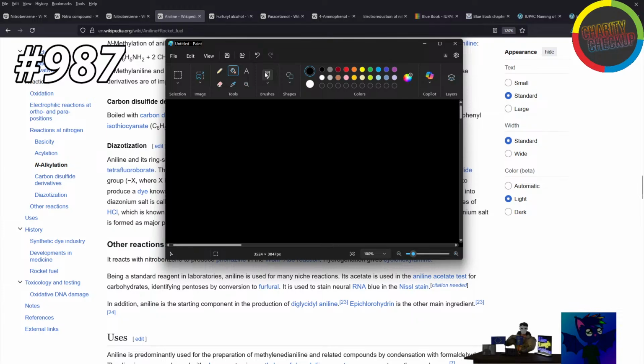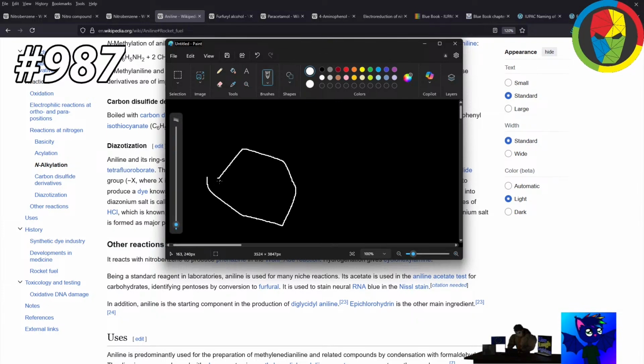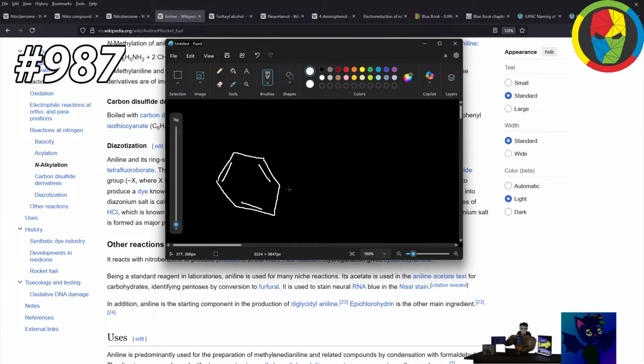So you mean benzene? Oh, I also hate when I accidentally build a rocket. It just happens every time. Like, I accidentally build a rocket. I hate it. Benzene, just like this.